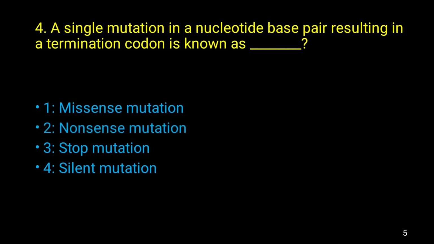so the change is occurring in a terminator codon, and you have to select the right option, that is nonsense mutation. Silent mutation is not an option because the word termination codon is used, so base pair change resulting in a termination codon is generating this terminator codon formation, that is nonsense.